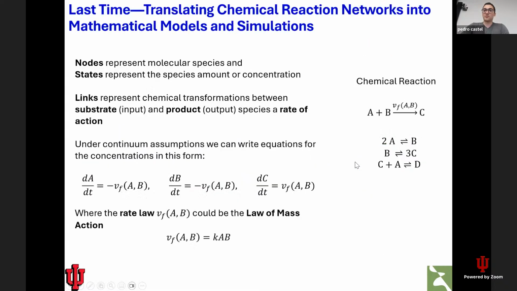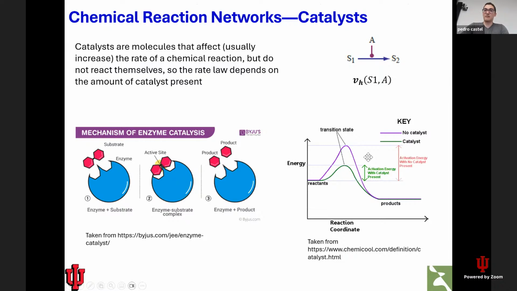Besides simply flow of mass, so here we have A plus B going to C, we can also have some species S1 converting to species S2, and we have another thing called a catalyst, this A node, and the A node is promoting the transition from S1 to S2. So what is a catalyst? A catalyst is something that participates in a reaction, but it doesn't get consumed by the reaction. It is recycled.